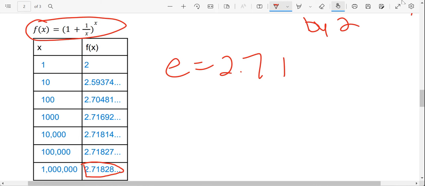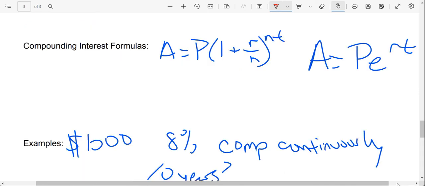First, we're going to do it with money. So, as I said, we're going to talk about money. Here are your two main formulas that you need to know for compounding interest. I'll explain what compounding interest means in a minute. I'm going to talk about what all these variables mean.